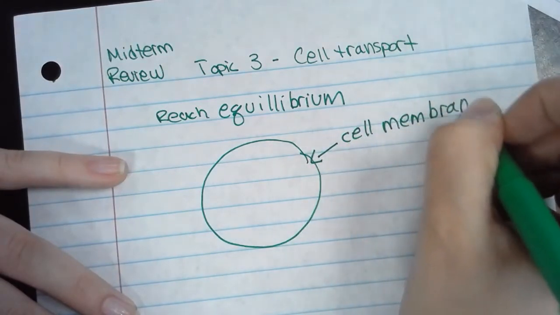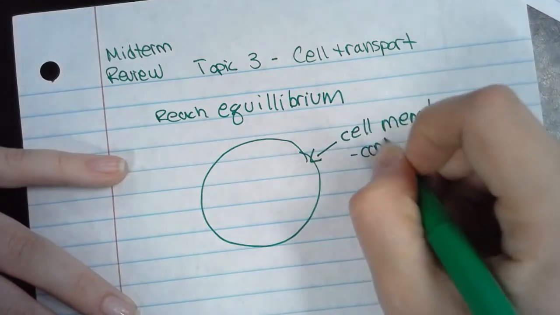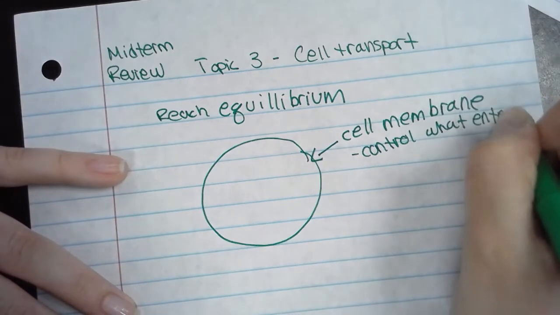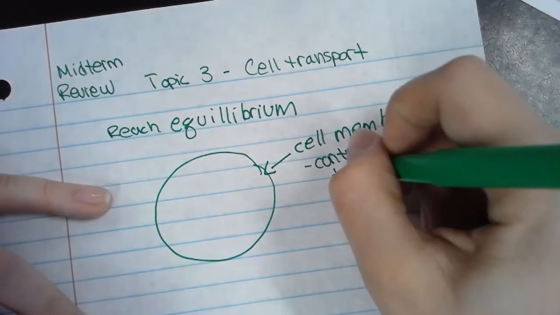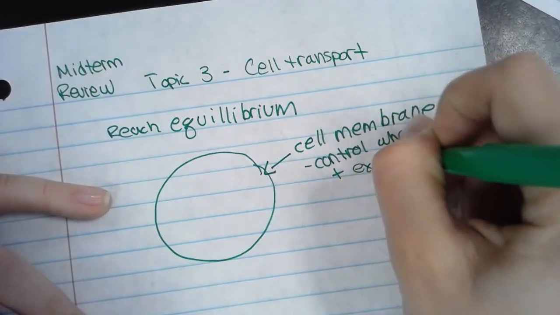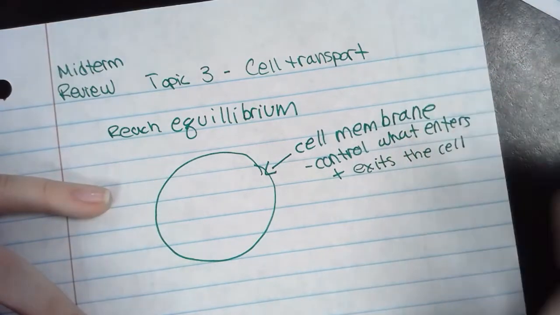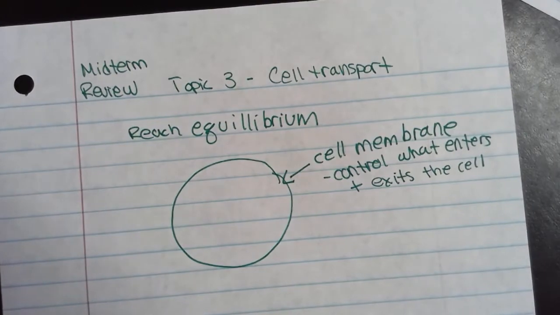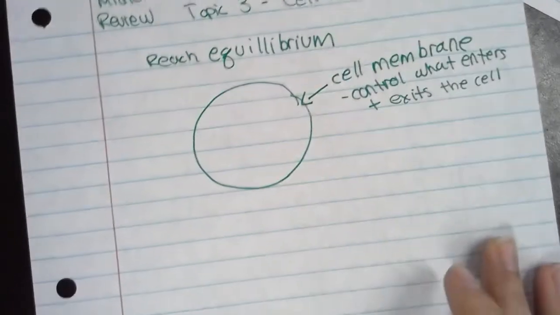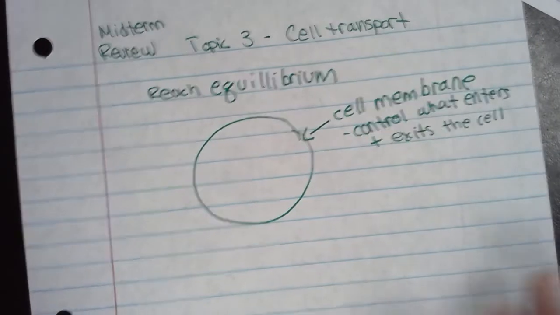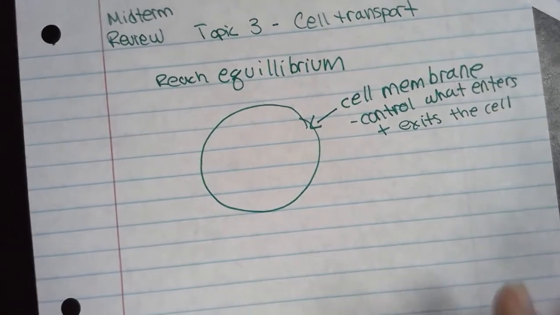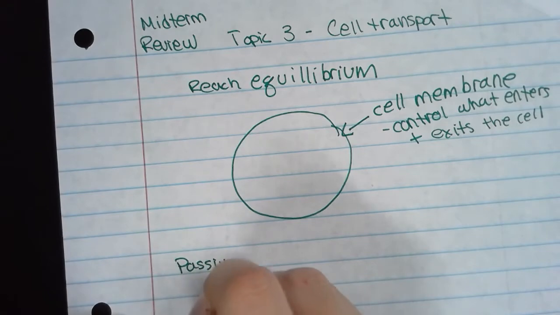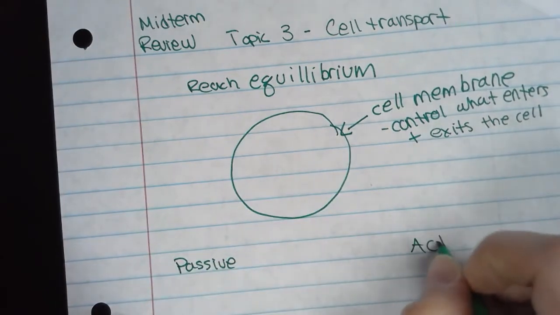Remember, my cell membrane controls what enters and exits the cell. It's like a bouncer. It's like, hey, you can come in, hey, you can leave, things like that. All right. So with cell transport, there are two types of cell transport. There is passive transport and there is active transport.